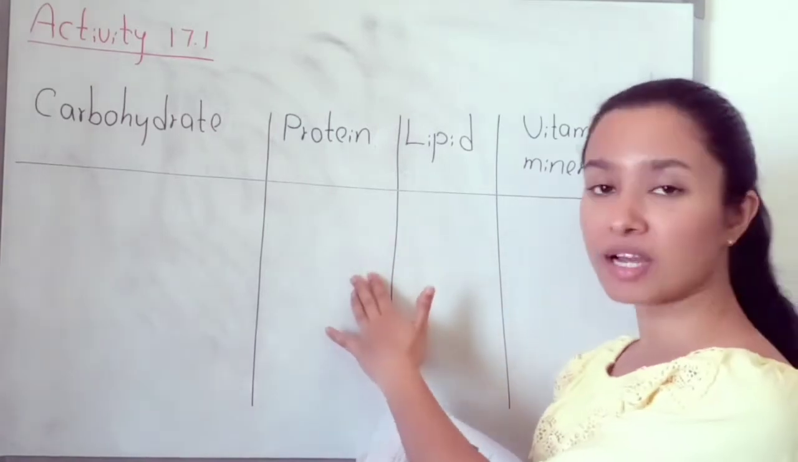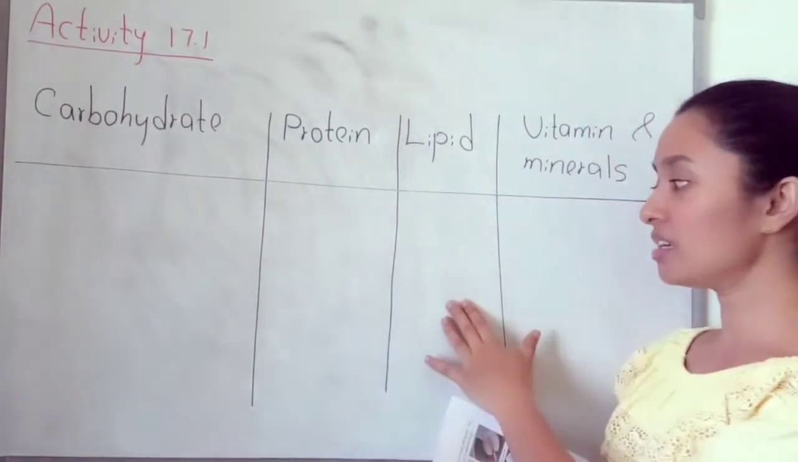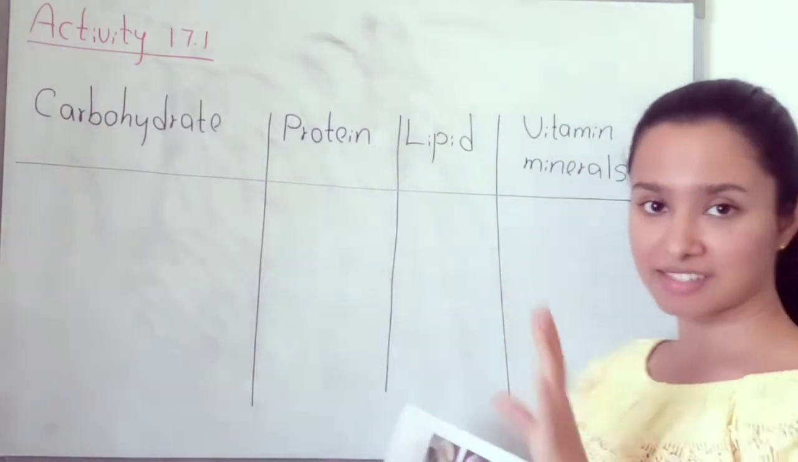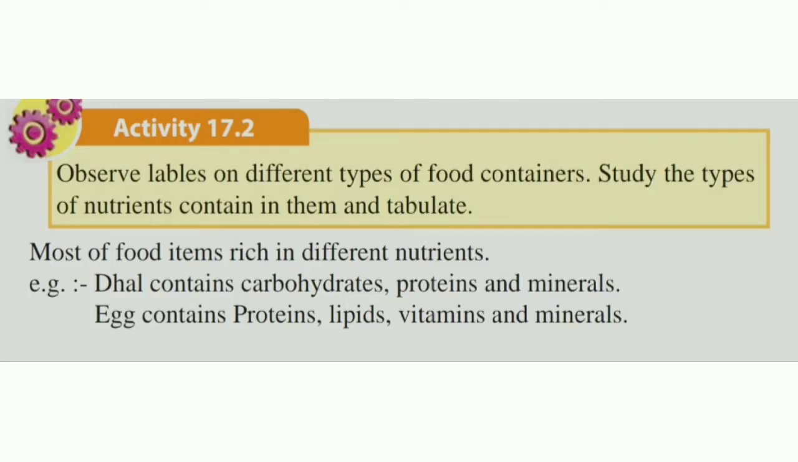Okay. Here you have to write what are the food items that contain protein. Here, what are the food items that contain lipids. Here, vitamin and minerals. That is an example. You can creatively write these things. Okay. And you can do activity 17.2.